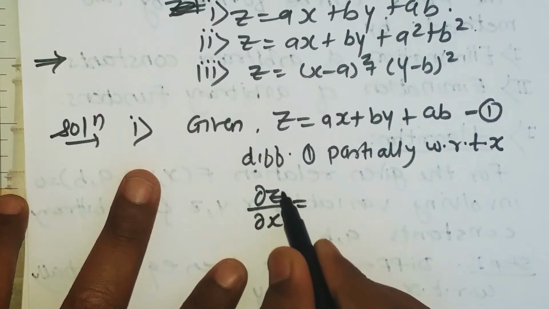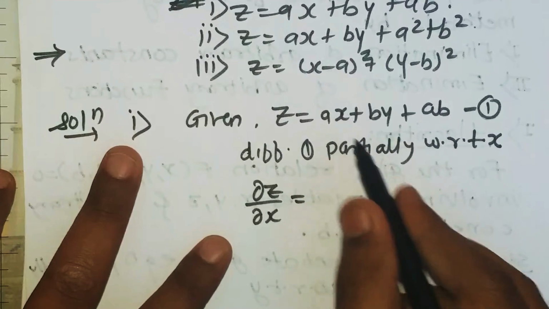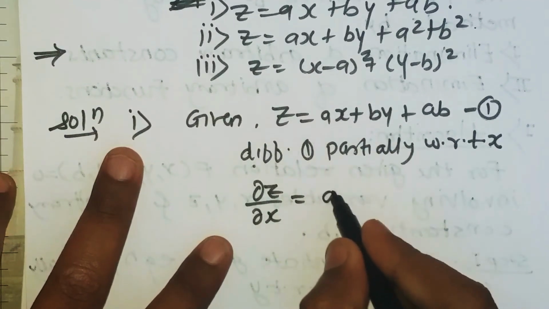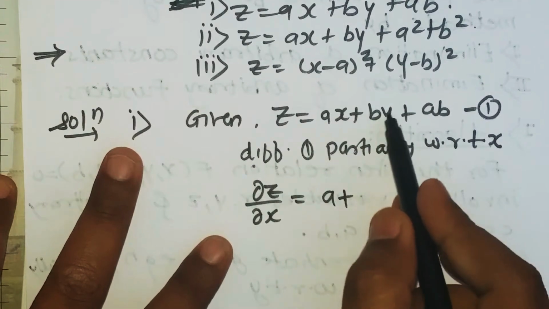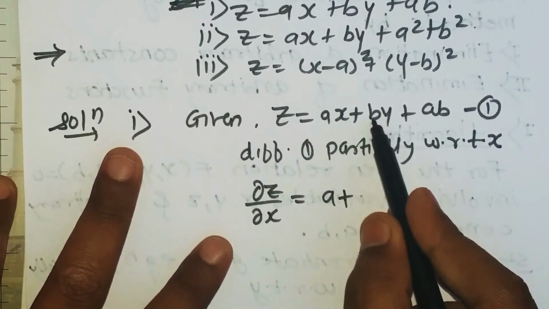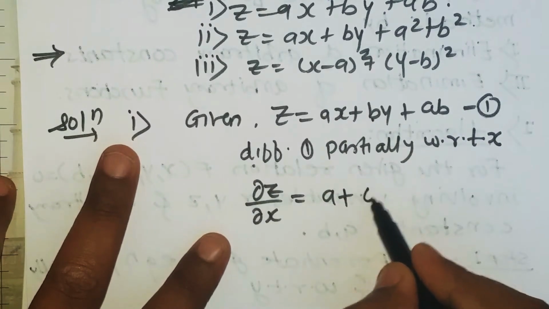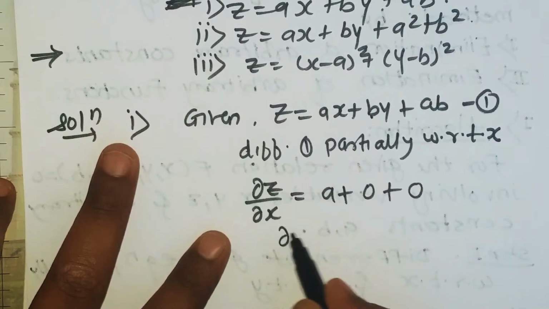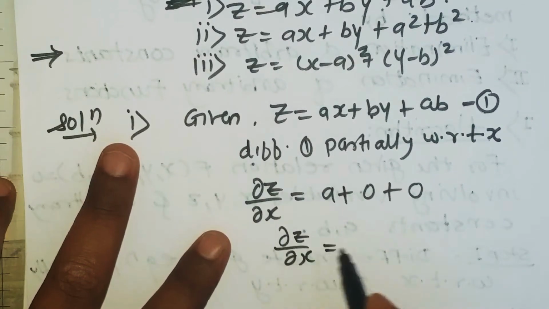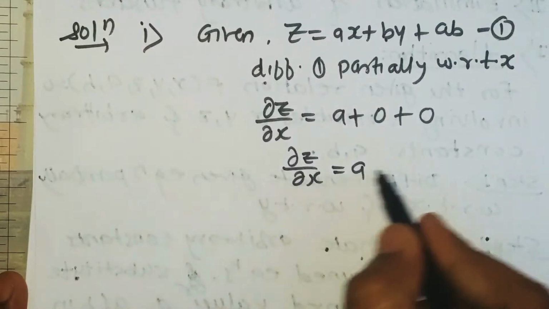Z is the dependent variable, therefore its derivative will be del z by del x. Okay, a into x: a will be as it is, and the derivative of x is 1. The derivative of by will be 0 because b is constant, and y is also considered constant when we differentiate with respect to x, so the derivative will be 0. The last term's derivative is also 0. So we got the value of del z by del x as a, which means we got the value of a directly.